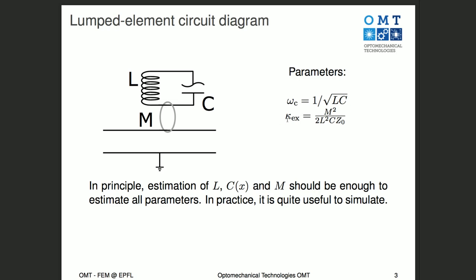Another quantity of interest is the coupling of my circuit to my transmission line, where I can send in and read out information. And this is given by M squared over 2L squared C Z naught, where Z naught is the impedance of the line. Yes? How is M defined? So M is the mutual inductance. The inductance tells you that if you have the derivative of a current through a wire, it creates a voltage, and with a mutual inductance, a current in some other wire will create a voltage on your wire.